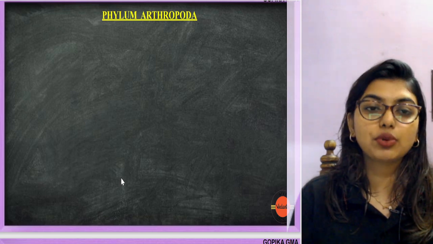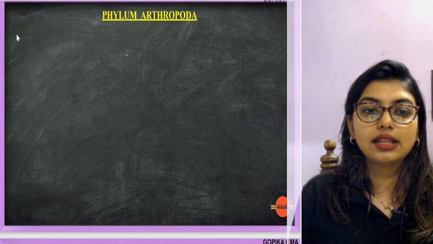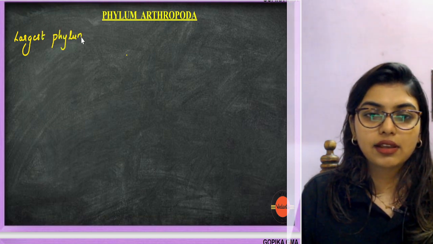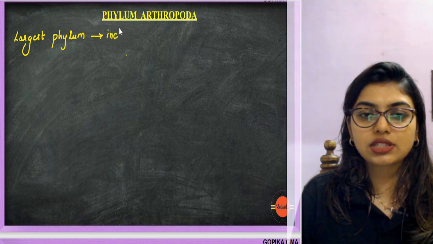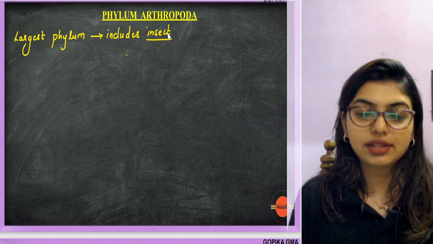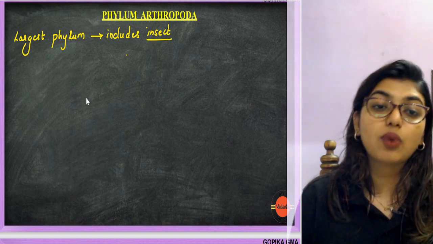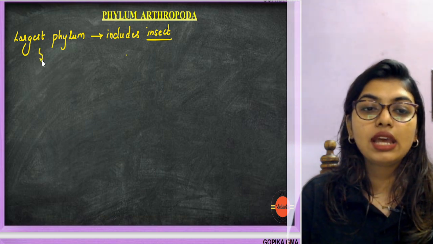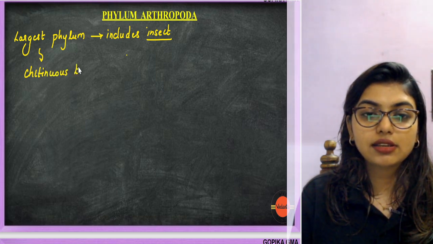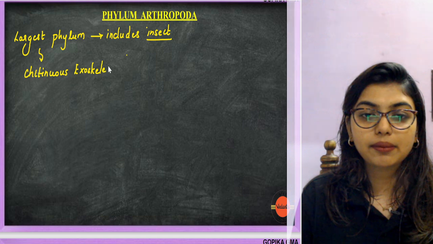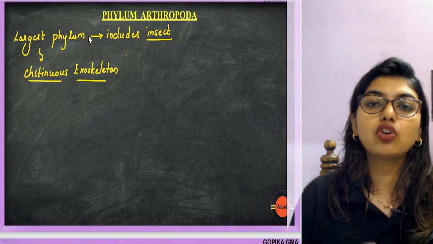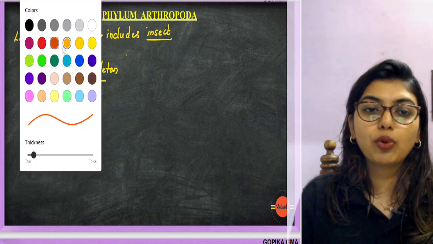So as I told you, the first thing they have mentioned is that Arthropoda is the largest phylum, mainly because it includes insects. That is the main reason why these are the largest phylum. And why has this become the largest phylum, what is the survival rate? Because of their chitinous exoskeleton. Now this chitinous exoskeleton makes them strong and helps in survival as well. Now students, Arthropoda means jointed appendage.